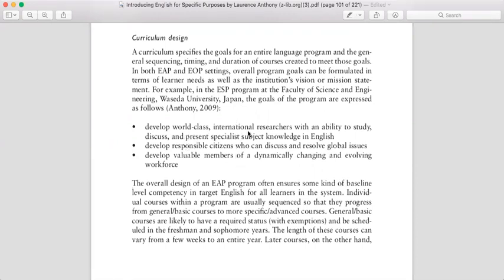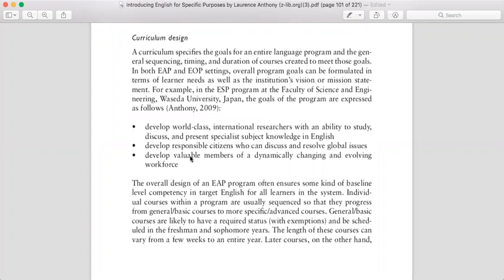Develop world-class international researchers with an ability to study, discuss, present specialist subject knowledge in English. So that's huge. Their goal is to bring their students at par with the rest of the world, so they become world-class international researchers, right? And this is one of their ESP programs, which is meant for the Faculty of Science and Engineering.